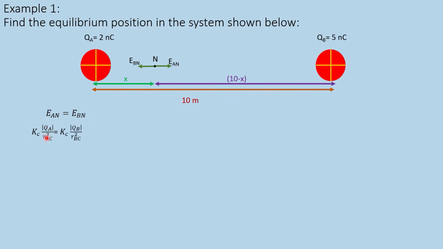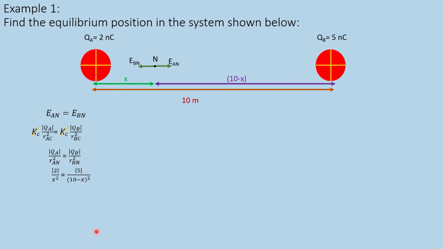EAN is KC QA over RAN squared equals EBN, which is KC QB over RBN squared. KC and KC, they cross out. Then we have QA over RAN squared equals QB over RBN squared. Now we replace. QA is 2. RAN from A to N, we have a distance of x meters, so over x squared. QB is 5 nanocoulombs over 10 minus x squared. No need to convert because they are both in nanocoulombs. So if this was 2 times 10 to the power of negative 9 and this one was 5 times 10 to the power of negative 9, the conversion will cross out.